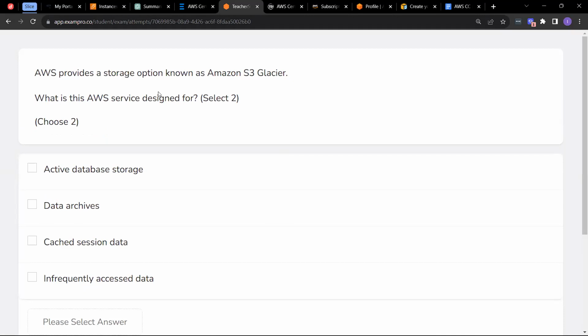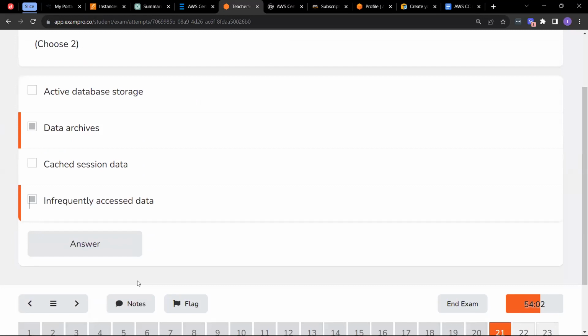AWS provides a storage option known as Amazon S3 Glacier. What is this AWS service designed for? You are choosing two. So yes, that's 2 and 4: infrequently accessed data and then data archives.